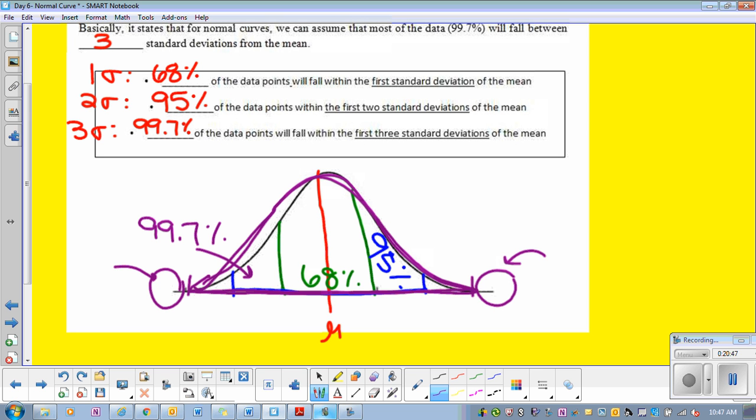IQ. For IQ scores, 100 is the mean. It depends on which test they do, which battery, but generally 100, and the standard deviation is 15. That's pretty cool. So it goes 100, 115, 130. If you have an IQ of 130, you're 2 standard deviations above the mean. You're very smart.